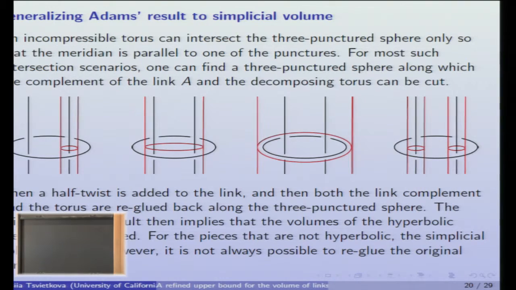So for example, here's your three punctured sphere still. Red is the torus of the decomposition. If you look inside of this torus, you still have a three punctured sphere inside it. Same here: you have a three punctured sphere inside the torus, and even there, right? So in most cases, it's almost trivial. In some cases, when you cut along this torus, you cannot cut along the three punctured sphere and re-glue it back. When you can use Adams' result, it's done.